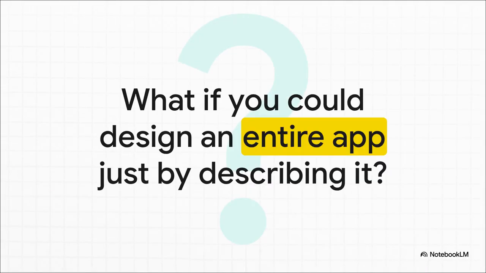I mean, just imagine this for a second. You have a killer idea for an app, but instead of firing up some complex design program, you just describe it. You just type out what you want in plain English. That's the incredible promise of tools like Stitch, right? A future where your words literally become a visual reality. But is it really that simple?